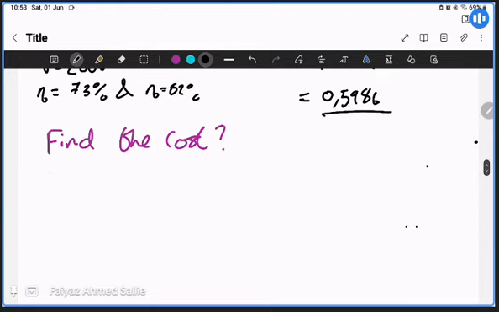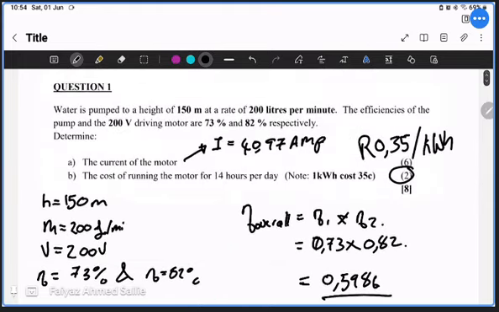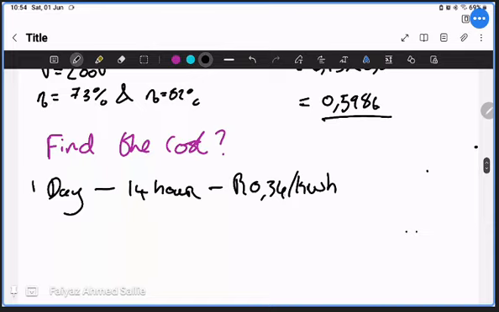And the given data is for one day and it's for 14 hours, and the cost is 0.34 kilowatt hour, sorry, 0.35.